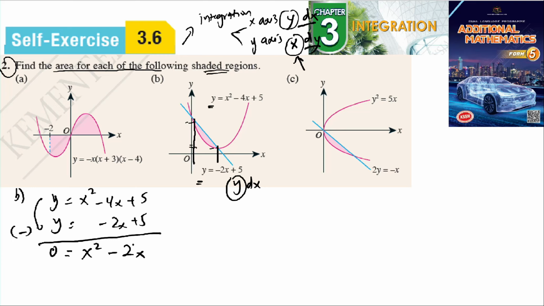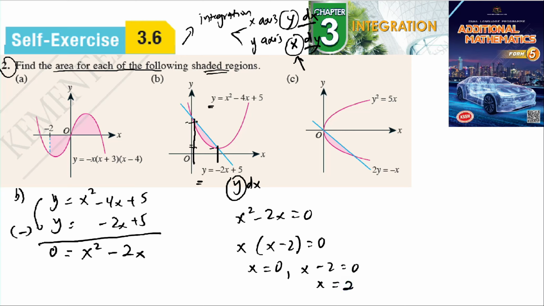So we know this is the intersection. Here x squared minus 2x is equal to 0. So x times (x minus 2) is equal to 0. So x is equal to 0 and x minus 2 is equal to 0, so x is equal to 2. So the intersection is at 0 and 2. Now we can do the integration. We know it's from 0 to 2.